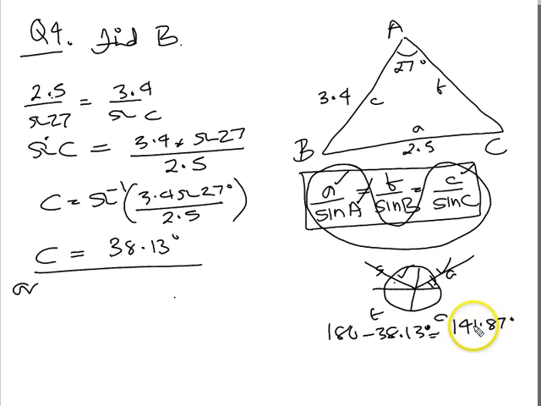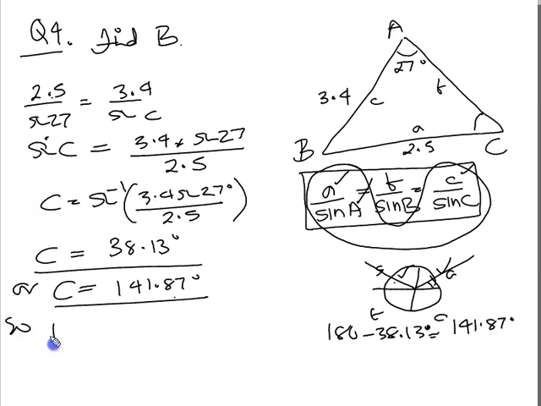Now the point is, if that is a possibility, well, because the 27 and the 141.87 don't add up to 180, that is a possibility, isn't it, for C? Because those two don't make an angle bigger than 180, so we can allow that possibility this time. 141.87, so we need to put that down. So there's our two possibilities.